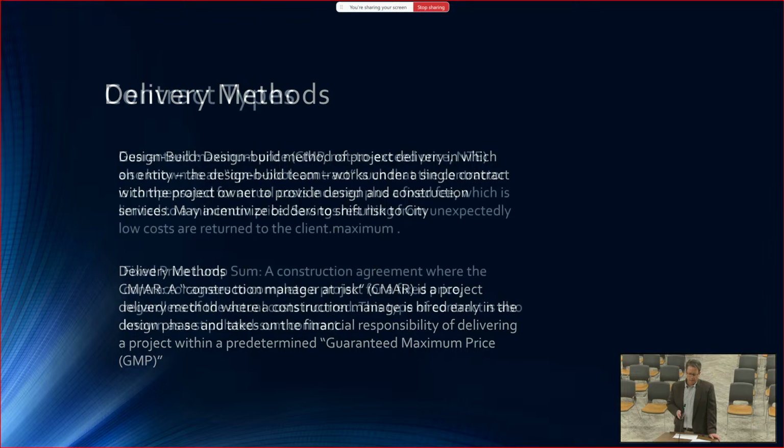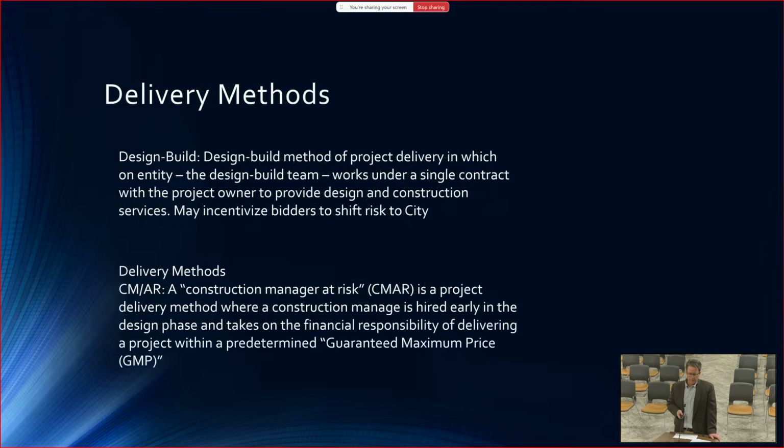Let's see. I think these slides, I thought I had something in there about design, bid, build.